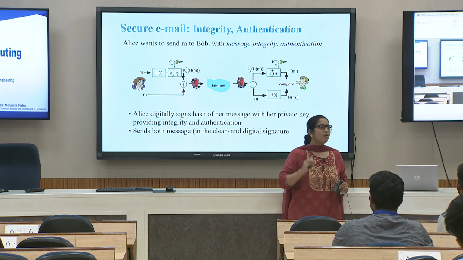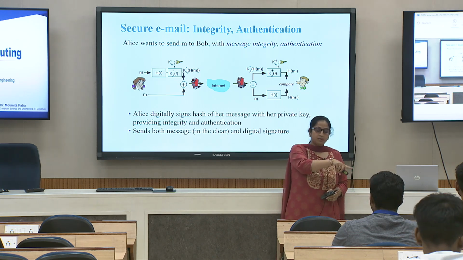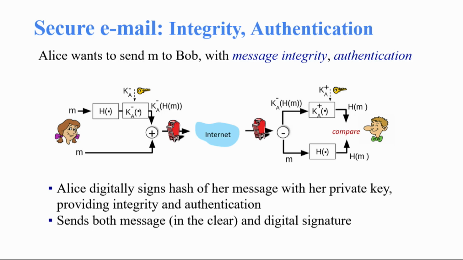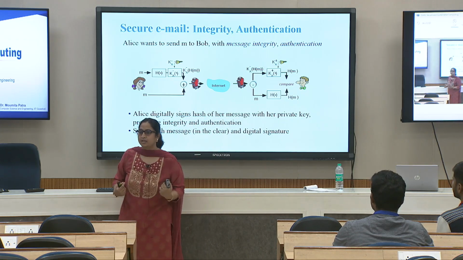At Bob's end, what will Bob do? Bob has Alice's public key, denoted by KA plus. So he has her public key and he gets the hashed message from there. He decrypts using that. The message was already sent by Alice, so from that message also he creates a hash and then compares both of them. If both of them are the same, then great. This is how integrity and authentication is maintained.